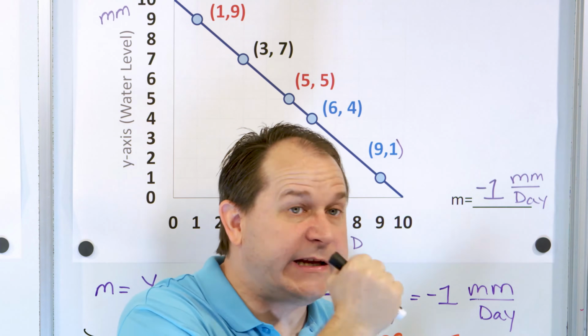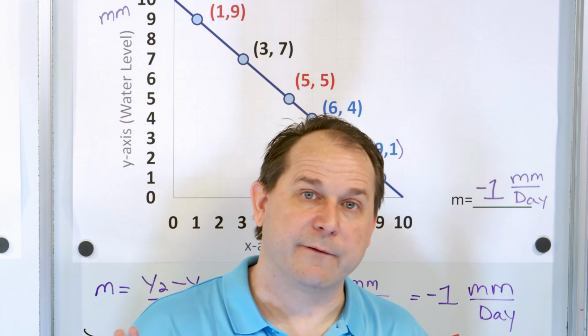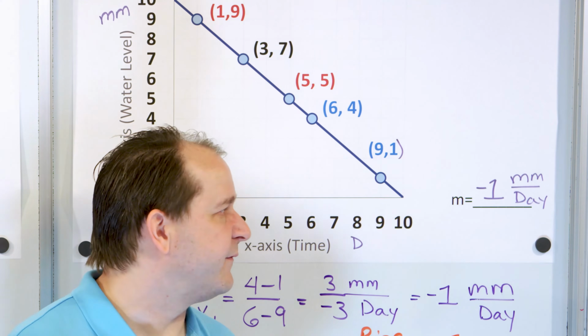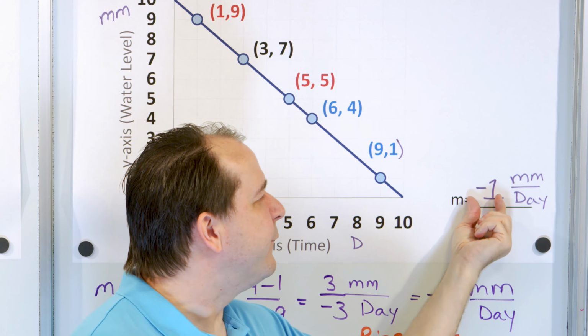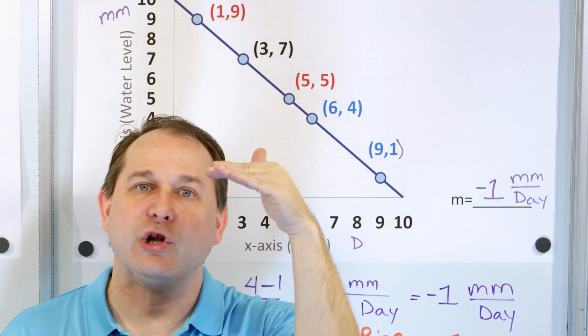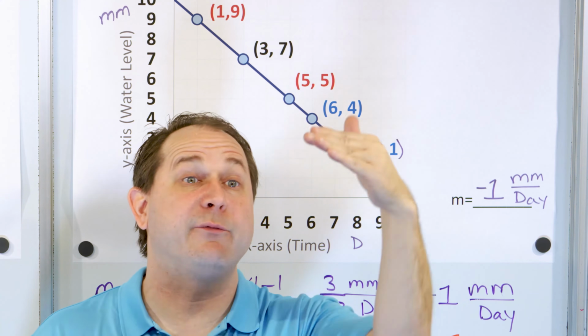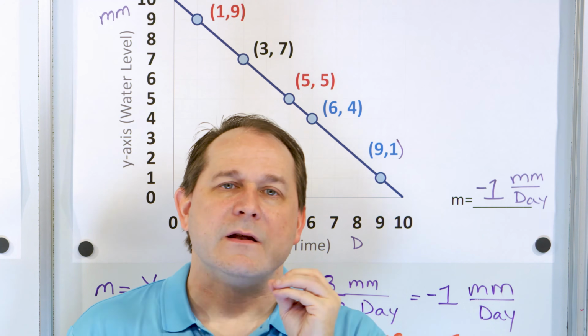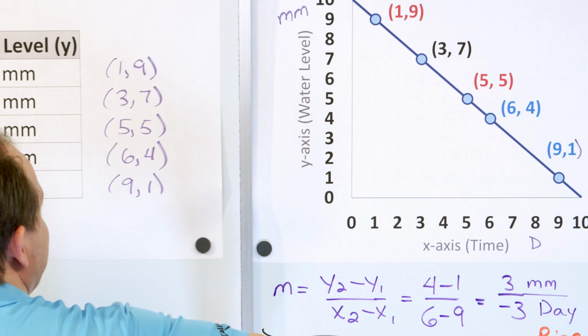So instead of walking and getting farther away, like in our first two problems, bigger numbers with time, here we're getting smaller numbers with time. So our slope of -1 millimeters per day is telling us that we're losing 1 millimeter every single day, because we're going down 1 millimeter for every single day. That's what it means.